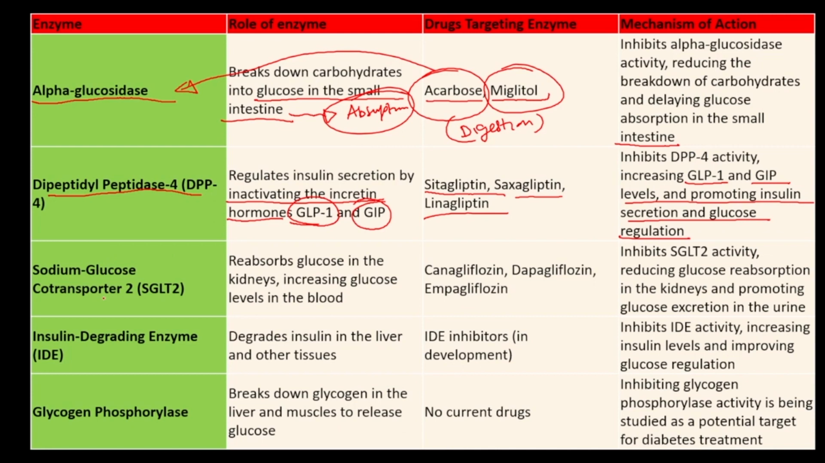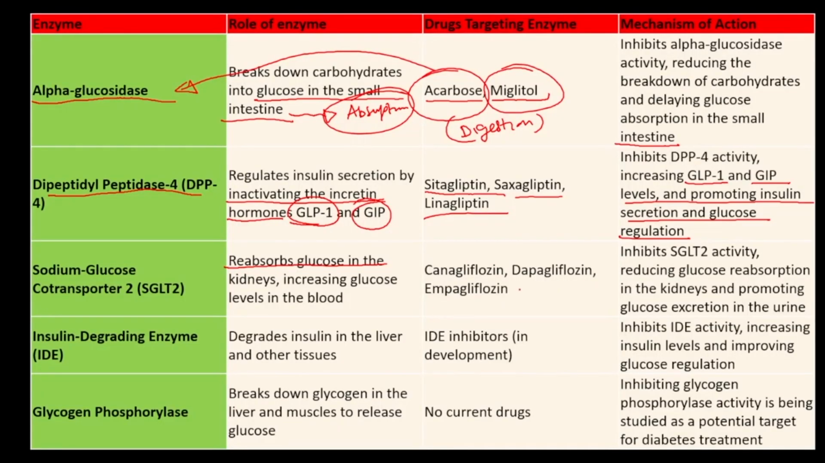Then we have the sodium glucose co-transporters. They allow the reabsorption of the glucose from the urine into the kidney. So you don't want the reabsorption, right? What you can do is put in these inhibitors, and they will inhibit the activity of this particular transporter, and as a result there will be a loss of glucose into the urine, which eventually helps in reducing the level of sugar.